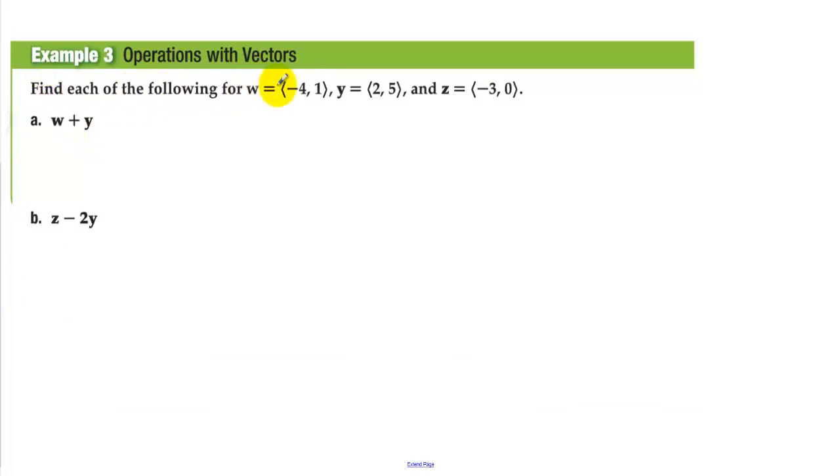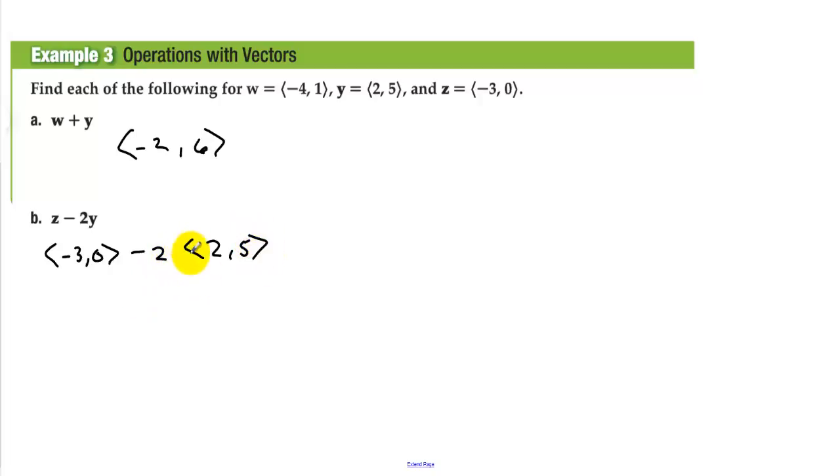Find each of the following for w equals -4, 1, y is 2, 5, and z is negative 3, 0. What if we just took w plus y? Well, w plus y is going to be negative 4 plus 2, negative 2, and 1 plus 5, which is 6. Very simple. Well, here we have z, which is negative 3, 0, and we're going to subtract 2 times y, which is 2, 5.